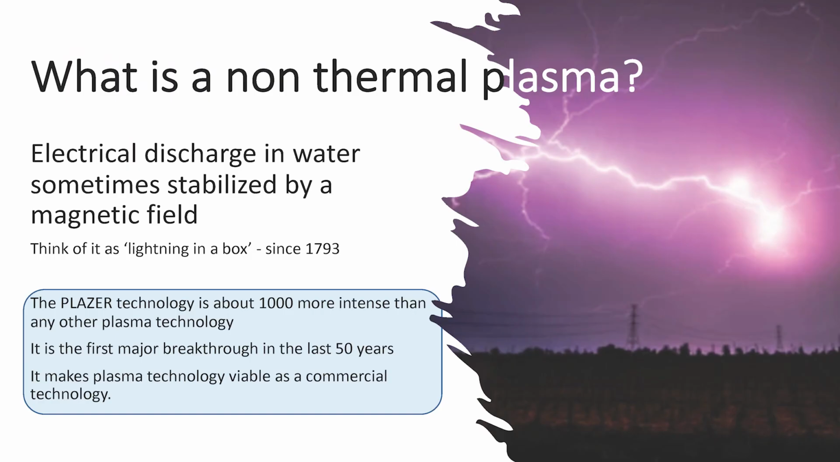So, what is a non-thermal plasma? Basically, it's lightning. If you can put lightning in a box or a discharge, then you can do all sorts of things, because the properties of lightning are very, very special. The first plasmas were developed around the 1790s, and those were able to produce nanoparticles of silver. And since then, there's been many developments, and these include getting a definition of plasma, which really is an electrical discharge, sometimes stabilized by magnetic fields.